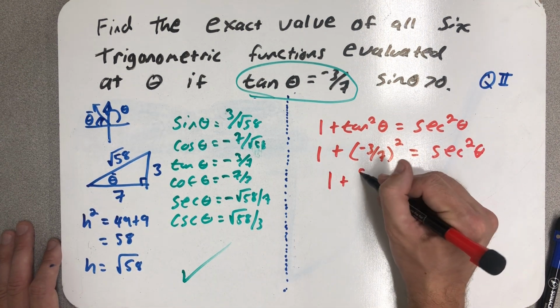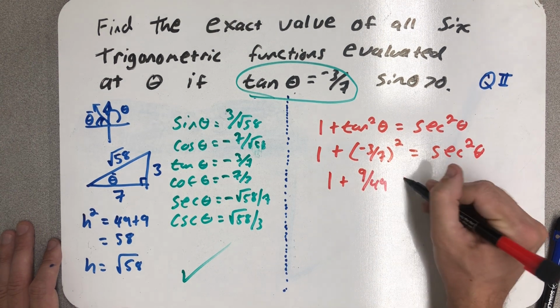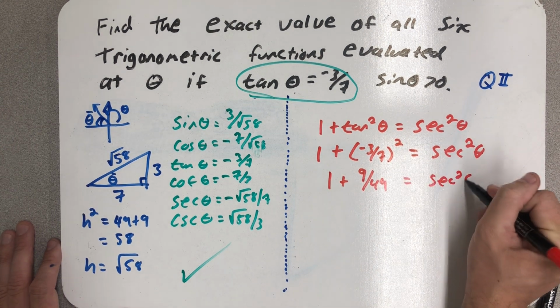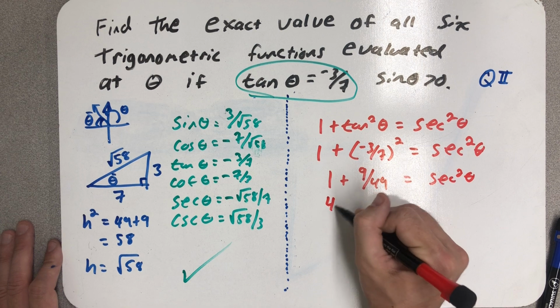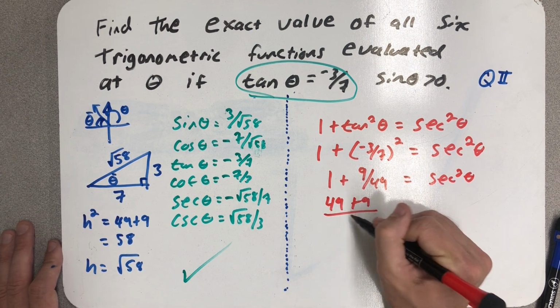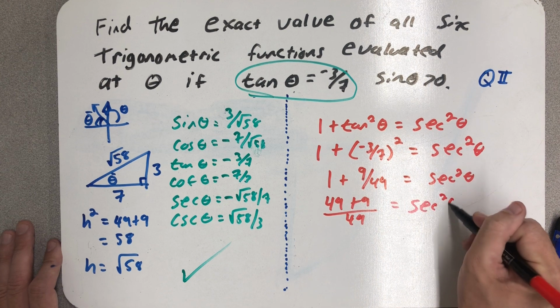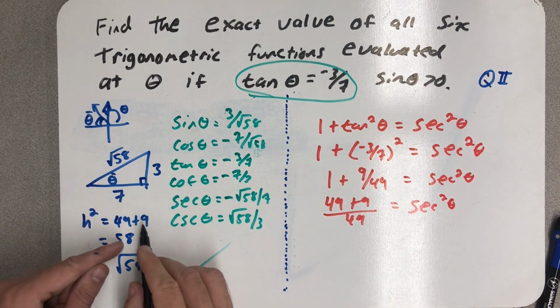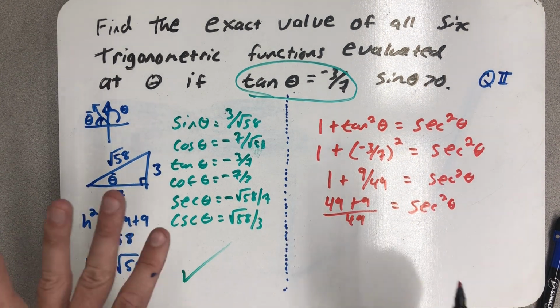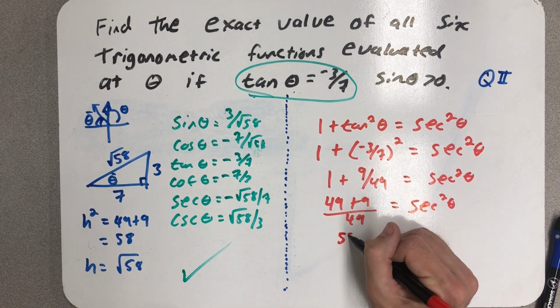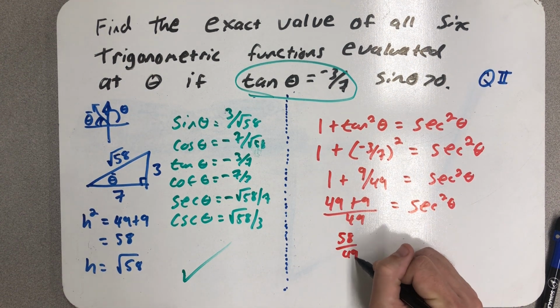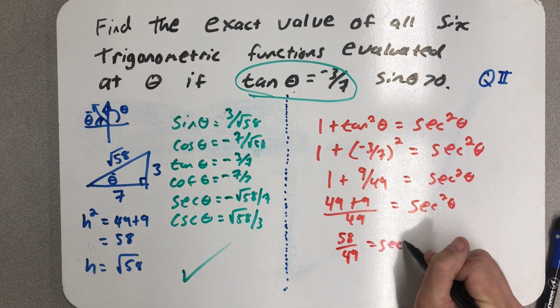1 plus 9 over 49 is equal to secant squared theta. And then finally, I'd have 49 plus 9 all over 49, right? Thinking about a common denominator there. And right, this is seeming familiar, right? 49 and 9, 49 and 9. I'm seeing the same things kind of happen. I end up with 58 over 49 is secant squared.